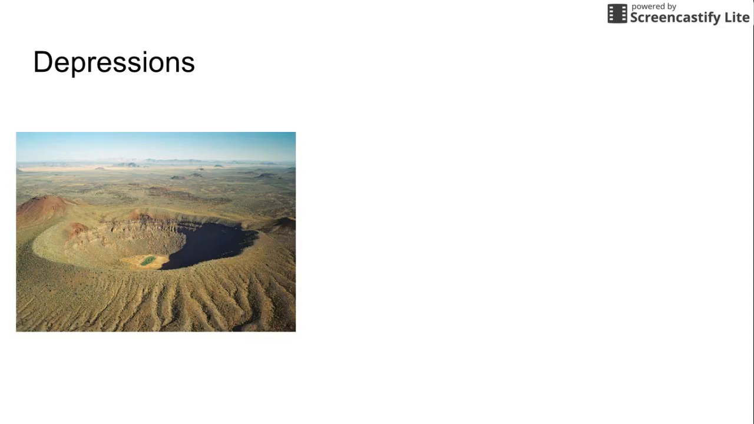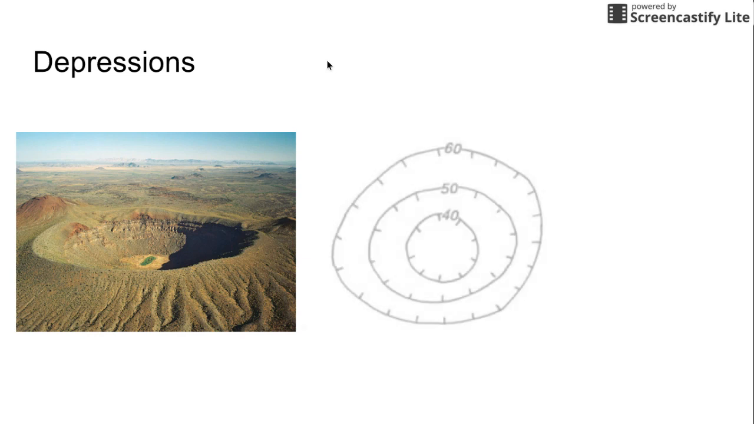This is a picture of a crater. This is from an asteroid that hit Earth millions of years ago, and it's created a depression in the surface of Earth. So you see this bowl-shaped feature where the lowest elevation is right here in the middle. If we're going to draw this on a topographic map or find this on a topographic map, this is kind of what it would look like.